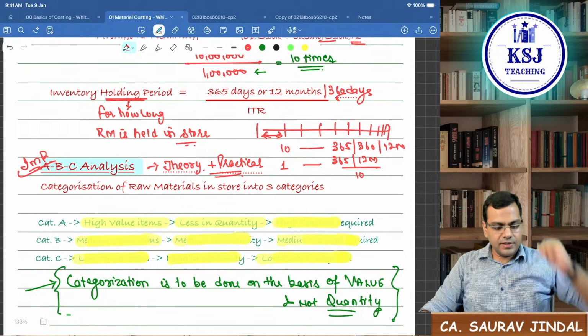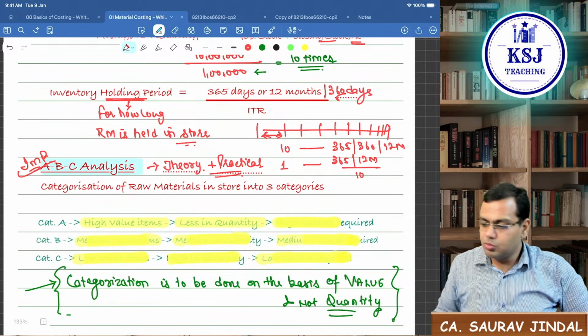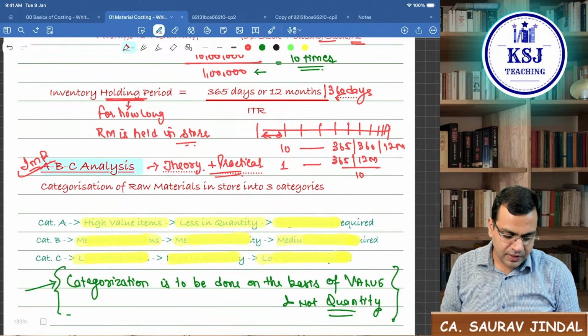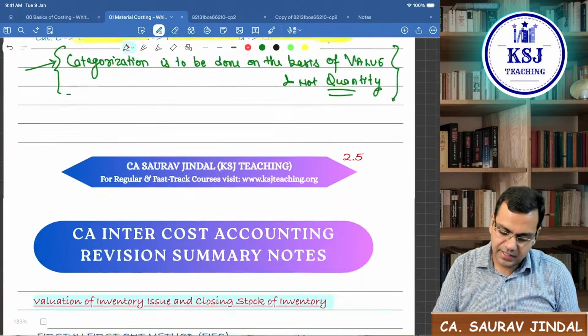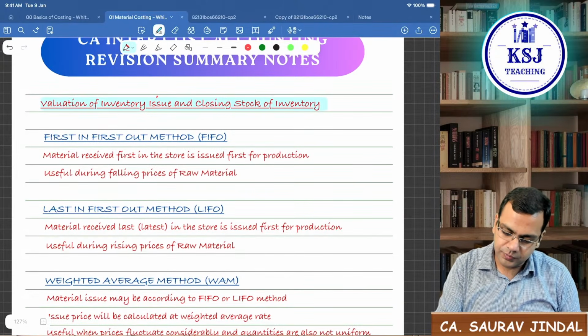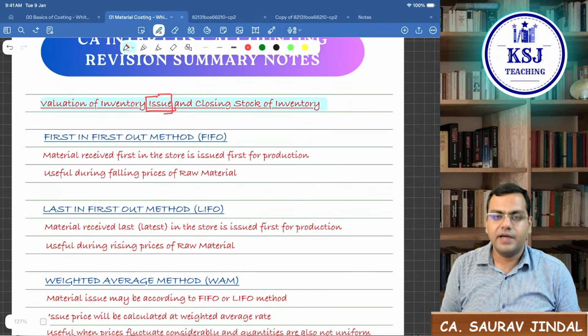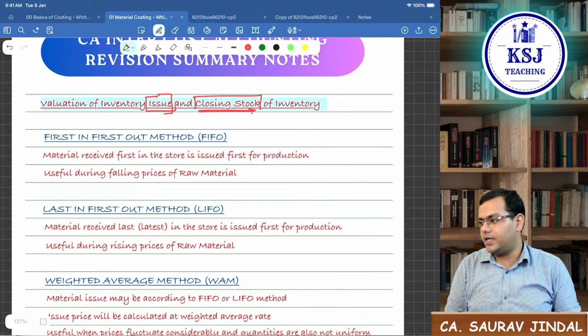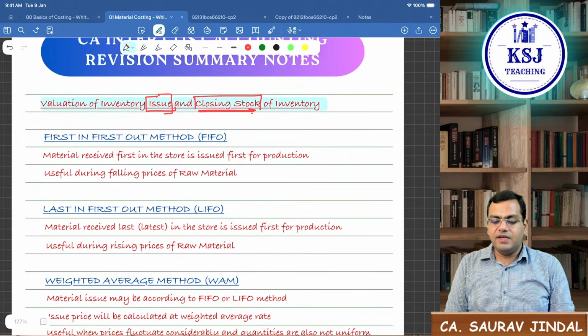Okay, so let's move to the next topic, a last one, that is valuation of inventory issue and the closing stock of inventory. How to value it? Valuation of inventory issue and the closing stock of inventory.